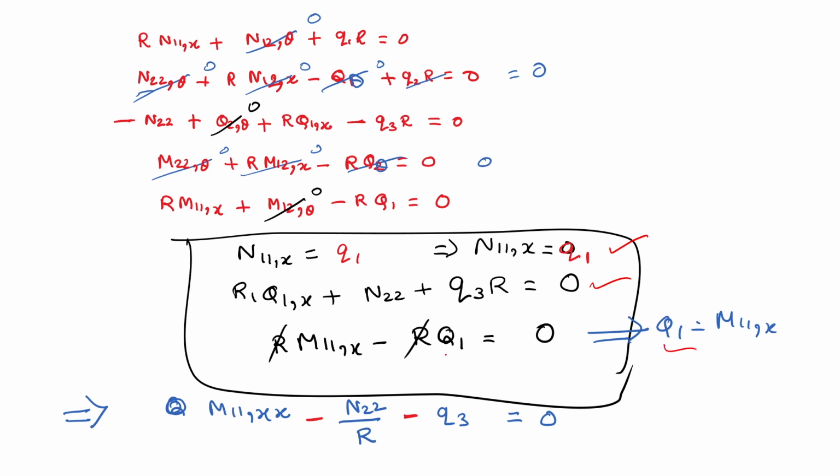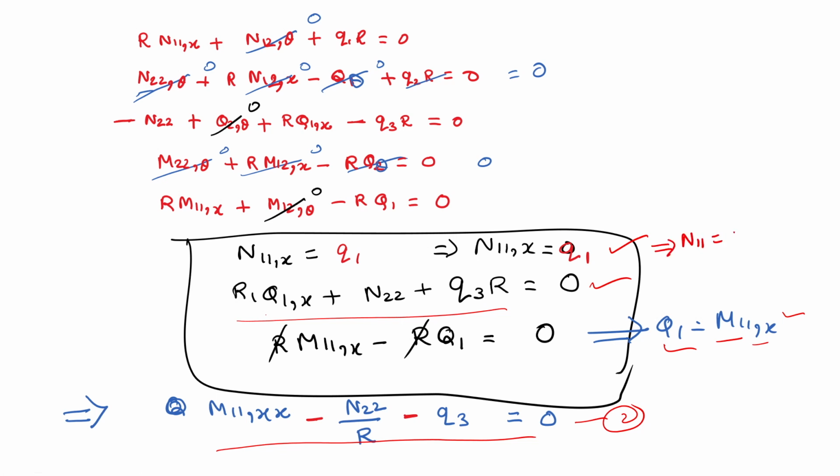So, from the third equation Q1 can be written as M11 comma x, and if you substitute it in this equation, this gives you a modified second equation, and the first equation is like this. The first equation can be directly solved: N11 will be minus the integration of q dx plus some integrating constants. But from the third equation, if you substitute all these things, we can solve from the second equation.